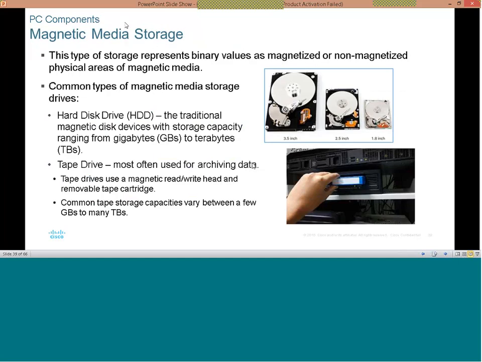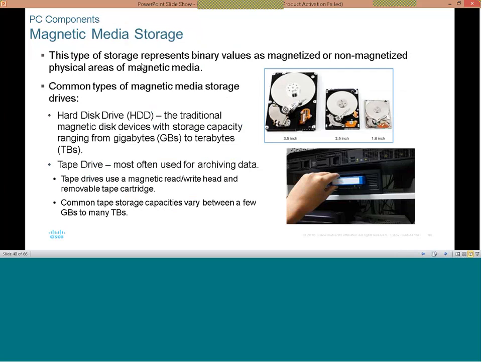So this is still on the components. Here you're looking at magnetic media storage. Your hard drive has magnetized physical areas of the magnetic media. And that's why if you look at your hard drive, it spins, so it goes in that rotation form.